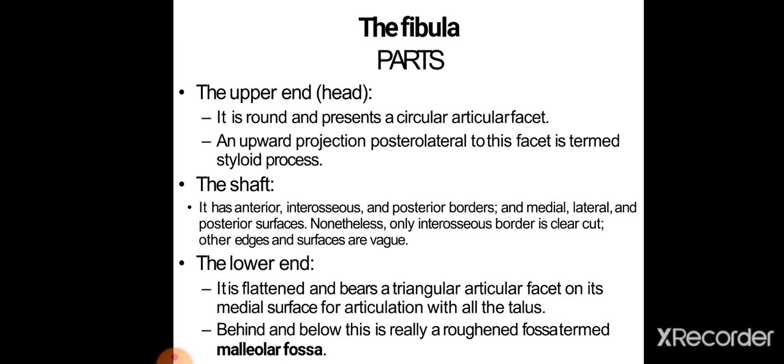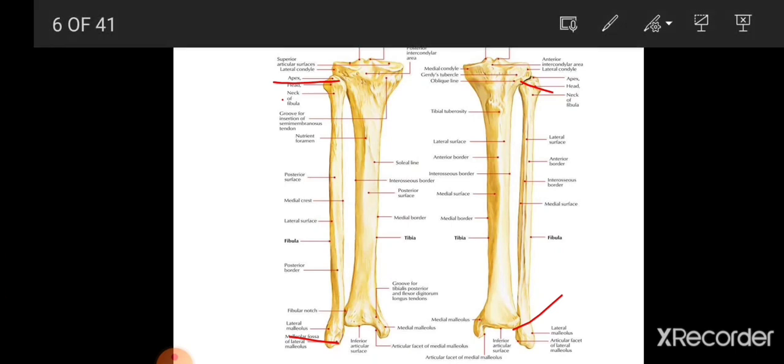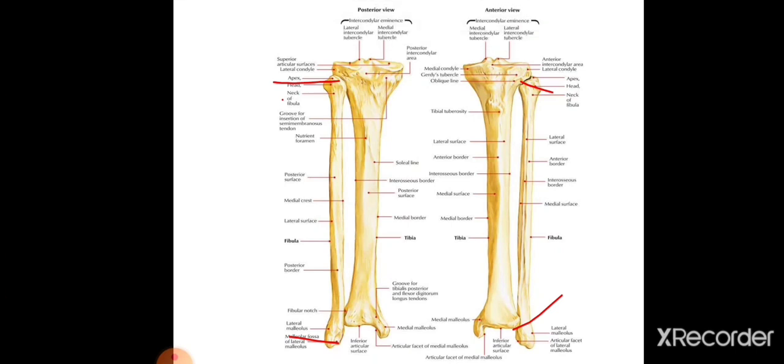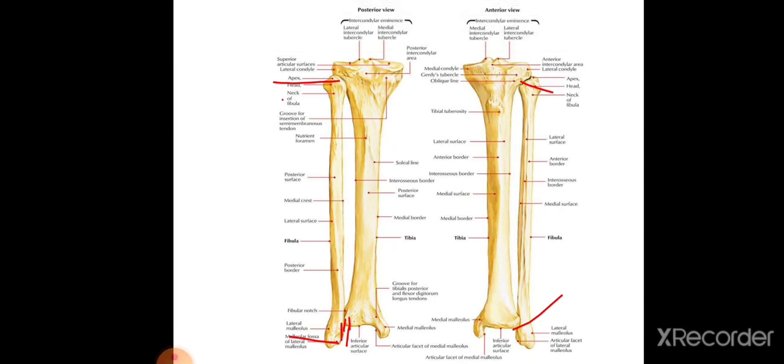And the lower end is flattened and bears a triangular articular facet on its medial surface for articulation with the talus. So at the lower end, at this point on the medial side, we have the facet. This facet articulates with the lower end of tibia and forms the distal tibiofibular joint.